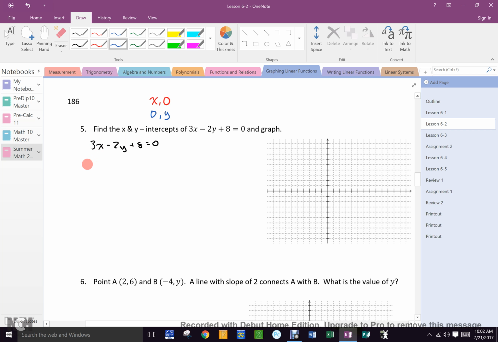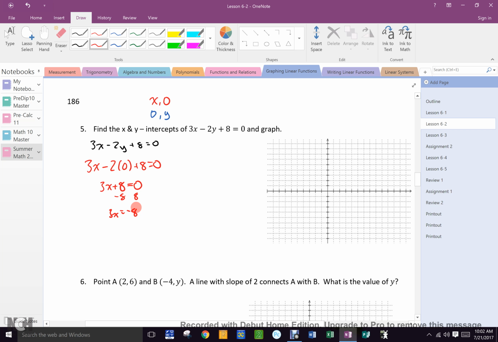So this would become 3x minus 2 times 0 plus 8 equals 0. There's my x, there's my 0. Agreed? 2 times 0 is what? 0. So it drops out, doesn't it? So I have 3x plus 8 equals 0. I need to find x, don't I? No, not yet. Minus 8? Yes. Minus 8 from both sides. So 3x equals negative 8.